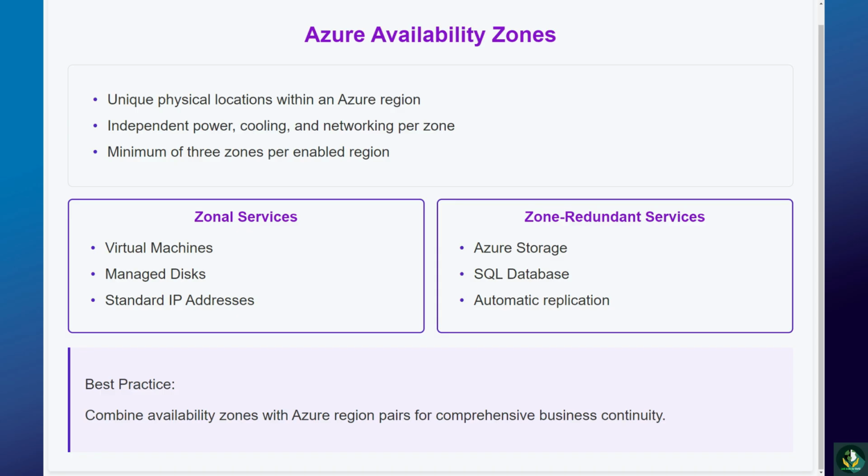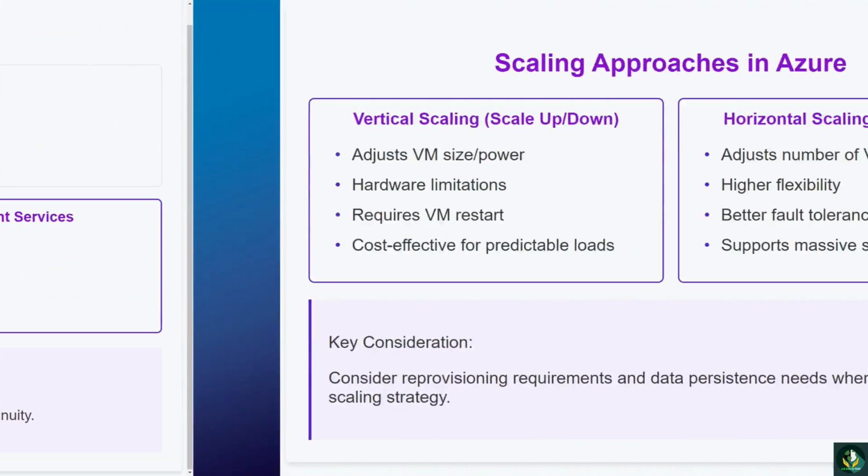The real strength of availability zones lies in their ability to provide high availability without sacrificing performance. Since zones are within the same region, you maintain low latency while gaining significant failure protection. This makes them ideal for applications that require both high availability and consistent performance.